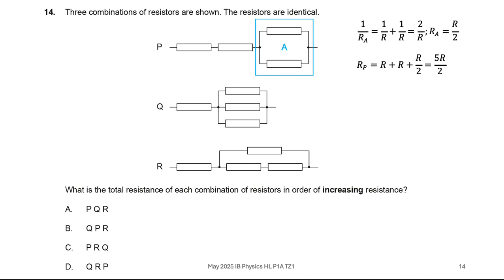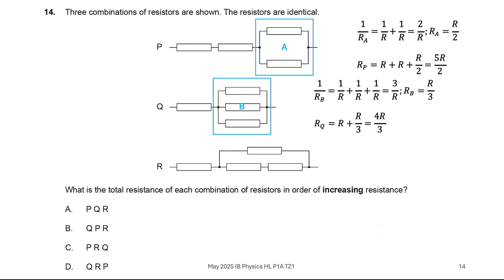Maybe I've made a mistake. I'm quite happy to admit it if I have. So for Q, we have got another section, B. Well, that is just three resistors. So we're going to do 1 over R plus 1 over R plus 1 over R. That's 3 over R, and we've got R over 3 here. Okay, so we're going to add that to our single resistor, R. We're going to get something pretty ugly, 4R over 3. So I'm right there that RP has got a higher resistance than RQ. And that kind of makes sense. Again, D is the only option where P is going to be after Q, so I'm pretty confident now in D.